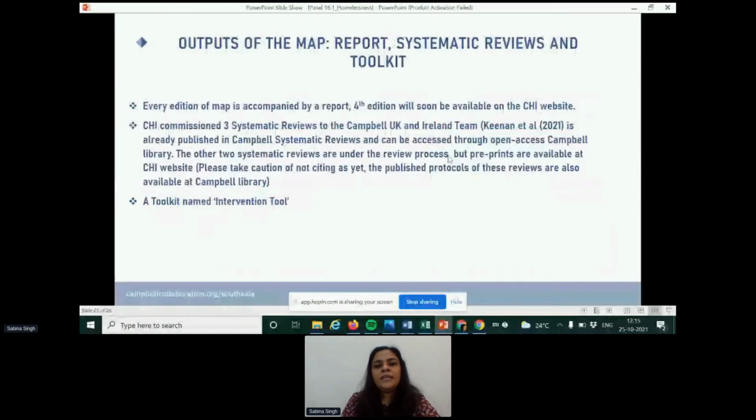These three systematic reviews were commissioned to the Campbell UK and Ireland team. One of them is already published in Campbell Systematic Reviews, and you can access it in the Campbell Library. The other two systematic reviews are under the review process, but preprints are available at the CHI website. And then there is a toolkit named the Intervention Tool.